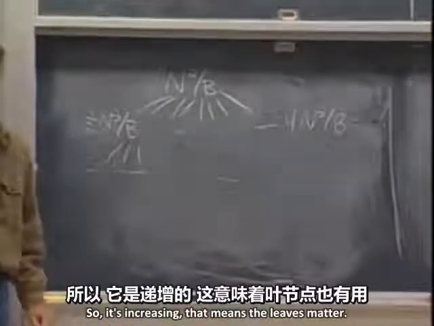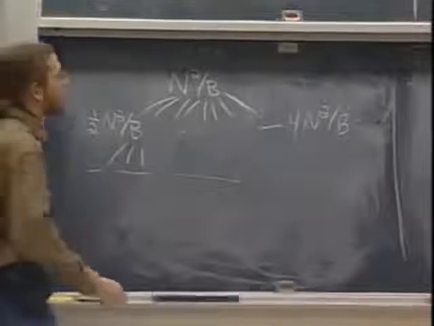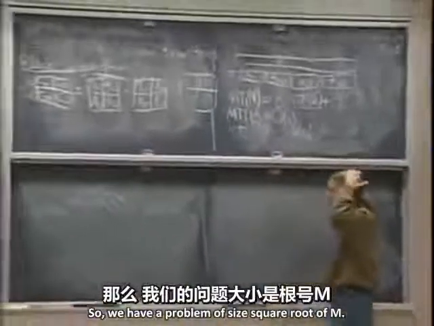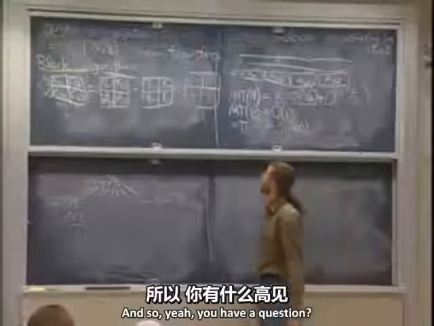That means the leaves matter. So let's work out the leaves. This is where we use our base case. So we have a problem of size square root of m. And so we plug that in.